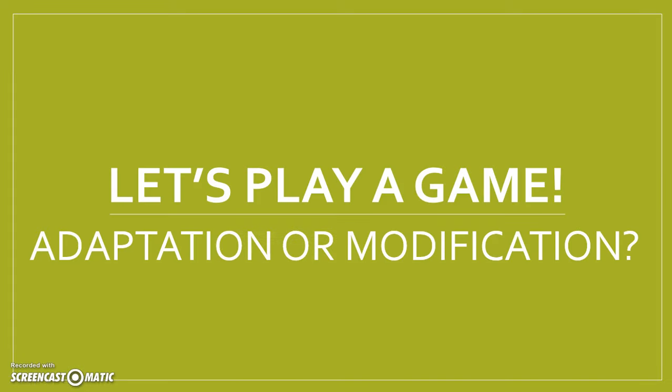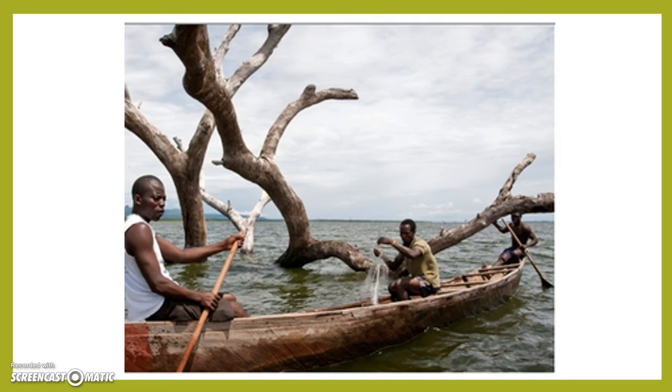So in class, we played a game, and that is adaptation or modification. You have to guess by looking at these pictures which it is. Here, are people adapting to the environment or are they changing it? Think about that. The answer to this one is that they're adapting. They're using boats to travel through the water. They can't do anything about the water there.